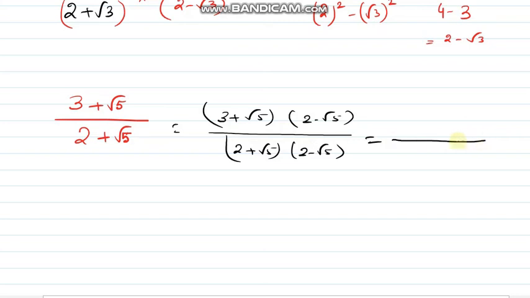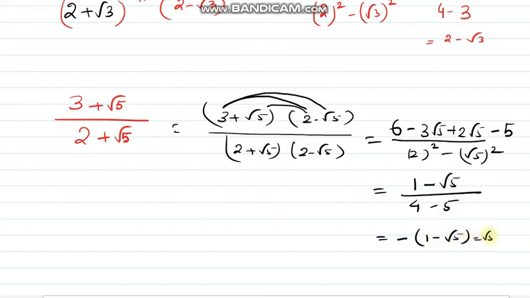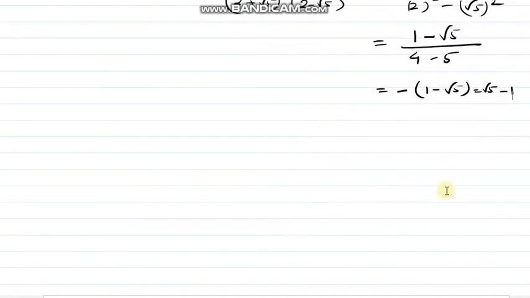So denominator is like a square minus b square. Now numerator: 3 into 2 is 6, 3 into minus root 5 is minus 3 root 5, 2 into root 5 is plus 2 root 5, root 5 into root 5 is 5, so it is minus 5, right? So 6 minus 5, that is 1, minus 3 root 5 plus 2 root 5 is minus root 5, divided by 2 square, which is 4 minus 5, which is minus 1. So it will be minus 1 times this, hence the answer will be root 5 minus 1. So this is the concept of rationalization.